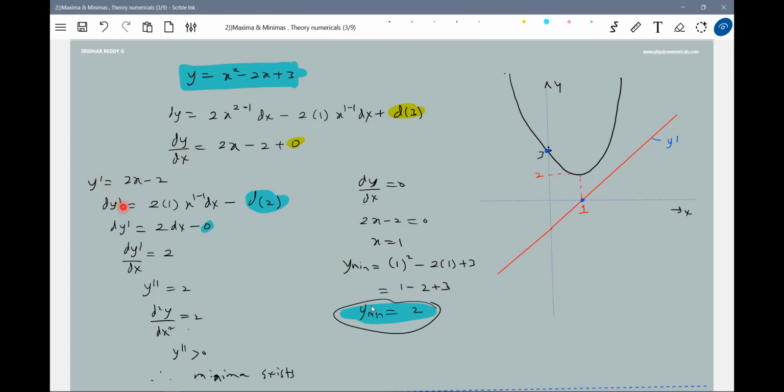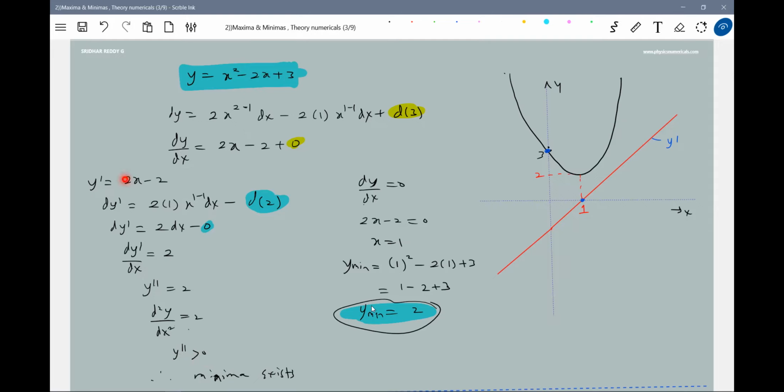Let me differentiate again. Then dy dash by dx will be 2, or y double dash will be 2, d square y by dx square. Is it greater than 0? Yes, it is. So therefore, minima exists for this function. Just by looking at the first order derivative, we cannot find the difference between the maximum and minima. The second order derivative will help us to identify whether maxima or minima exists for a function. So minima exists for this function.